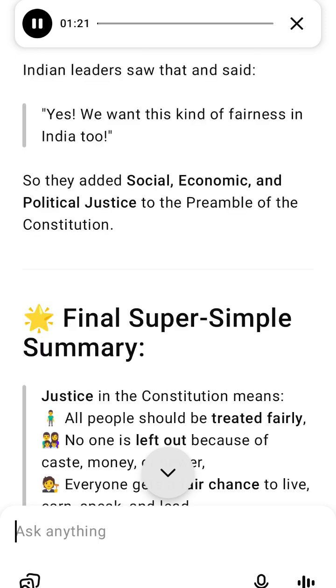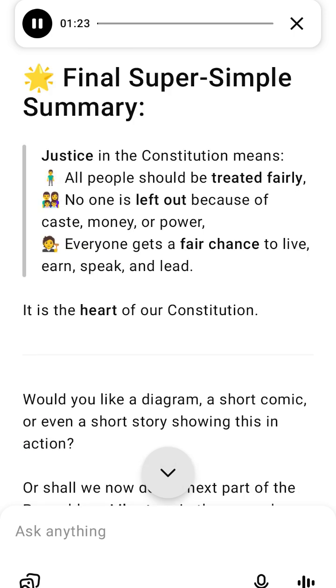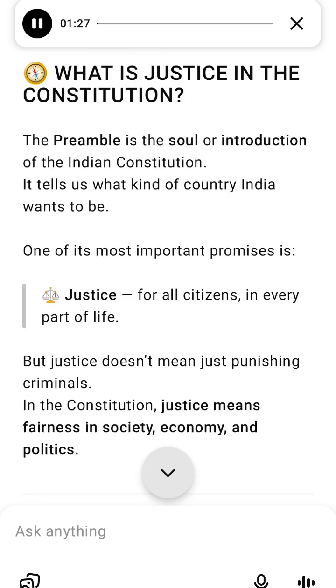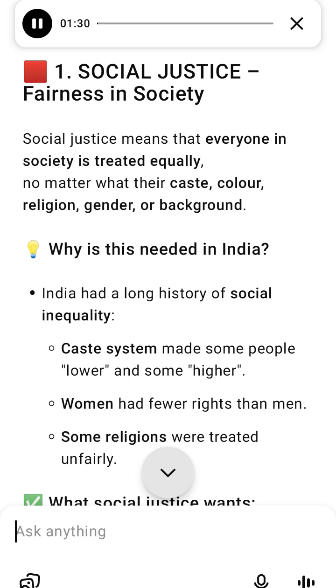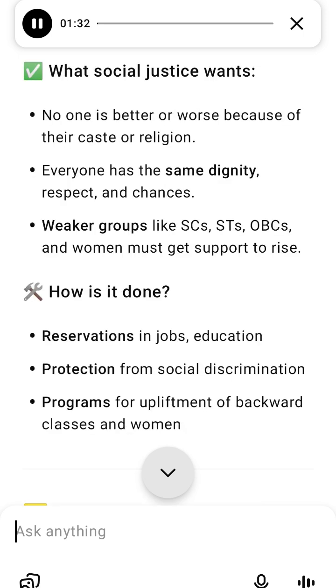What political justice wants: everyone can vote freely, everyone can contest elections, everyone can speak their opinion and be heard. How is it done? Universal adult suffrage, every adult can vote. Reservation in politics for SCs, STs, and women, and freedom of speech and expression.